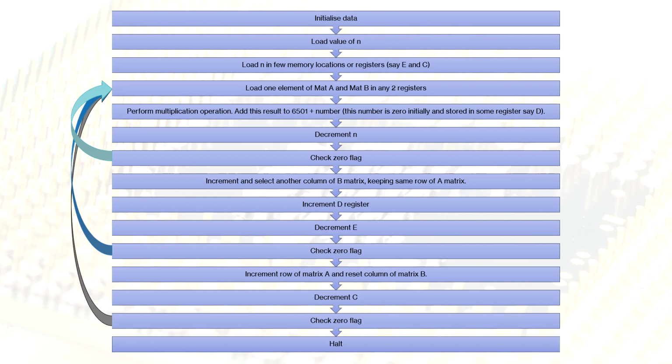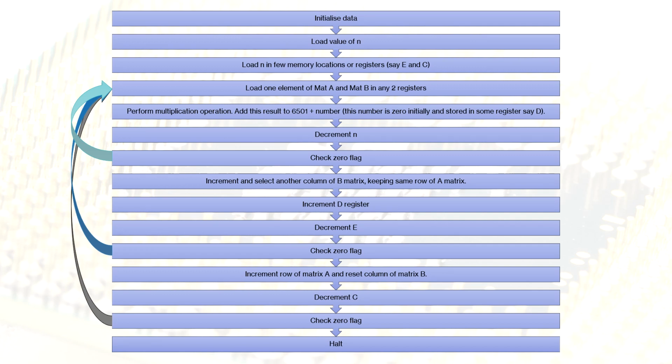We'll be selecting the second row of matrix A and the first column of matrix B, and this operation will now take place n cross n number of times. Finally it will become 0, and this whole process will at the end yield our result, that is matrix C. So once this is done, our operation will finish.